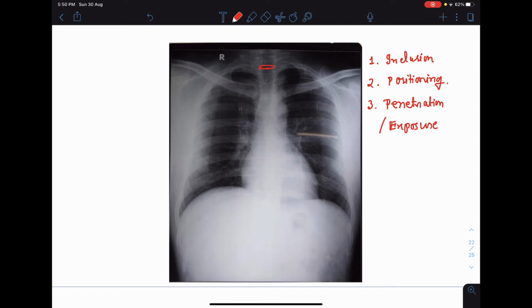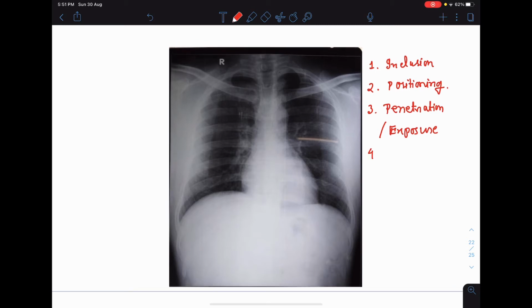or correct penetration. Okay, but if you can see less than that, that means the exposure is underexposure, or if you can see more than 6, then it is said to be overexposure. Okay, so this is how we know about the penetration or exposure.